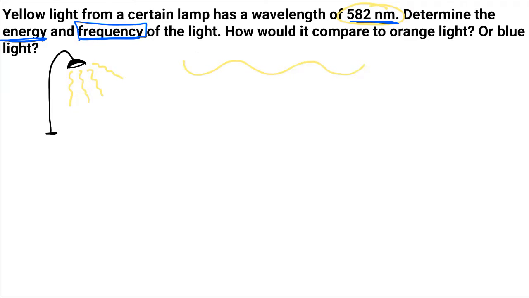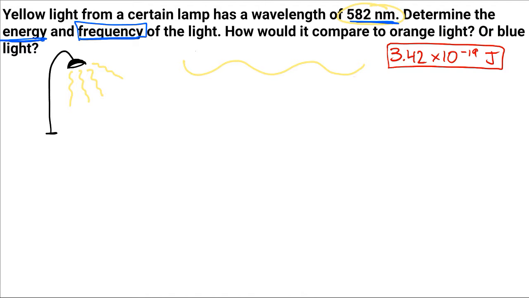In the first part of this video, we discovered that the energy of a yellow light photon from this lamp had 3.42 times 10 to the negative 19 joules, the energy of a single wave from that light. We're now going to be tasked with determining if that would be higher or lower for orange light and then blue light. We're looking at the energy and the frequency. So this is more qualitative than quantitative.